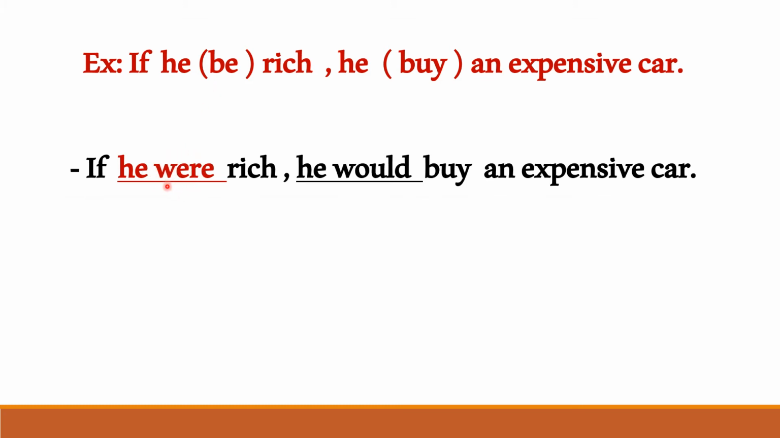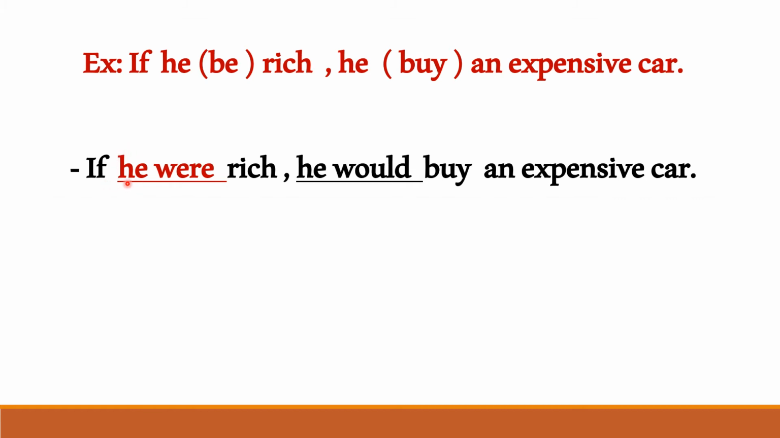Why? Because it is an unreal situation, because it is hypothetical, subjunctive mood. We have two moods, subjunctive and indicative, but here in the second conditional it changes to the subjunctive mood, so be became were, whether it is singular or plural. Just in the second conditional, in the past simple, be changes to were whether the subject is singular or plural.